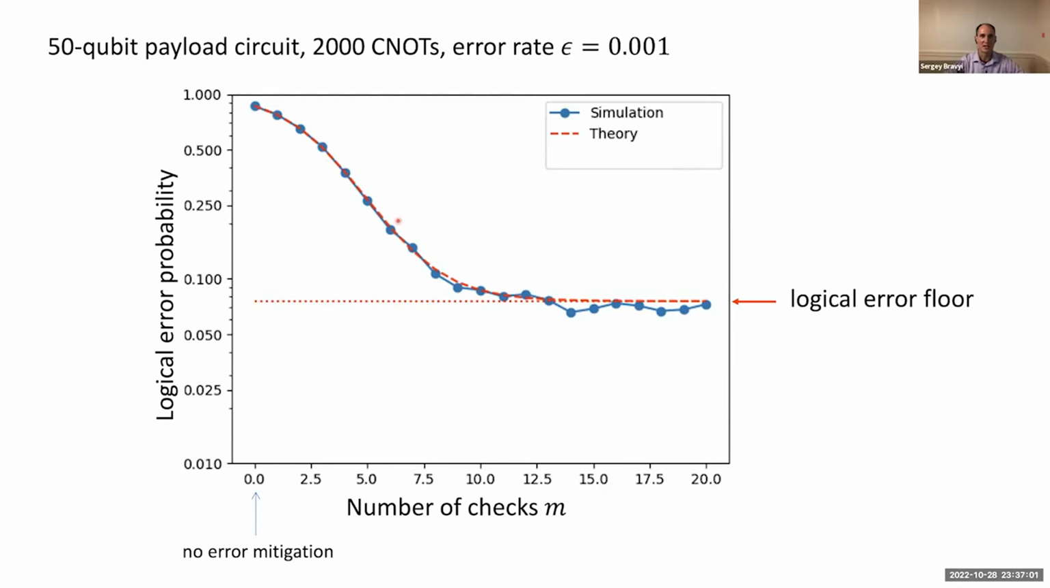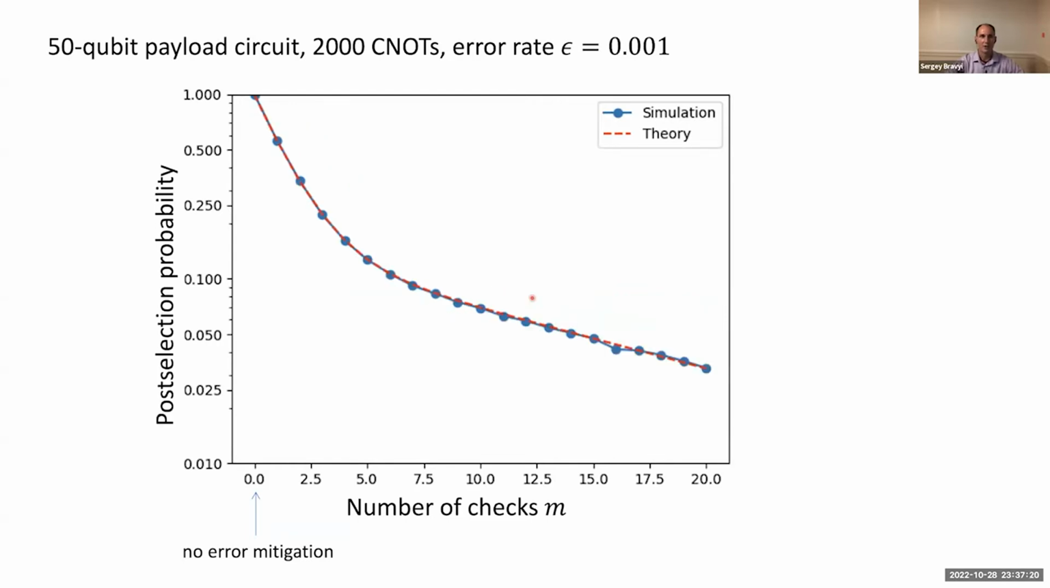But as we start adding Pauli checks, the logical error probability goes down and it saturates at a value of about 8%. And you can also see that we have a very good agreement between numerics and our Markov chain model. And this plot shows the post-selection probability. If we don't do any error mitigation, then of course the post-selection probability is 100%. And if we do, say, 10 Pauli checks, then the post-selection probability is about 7%.